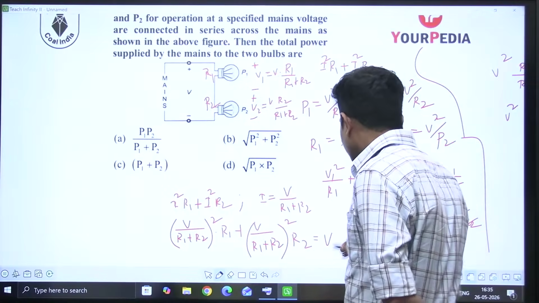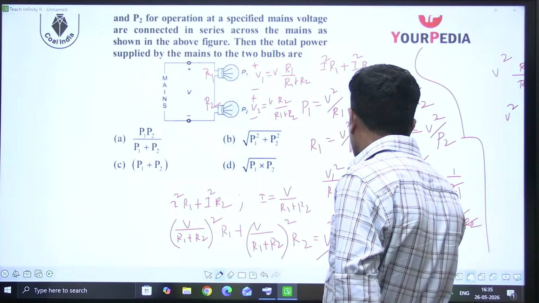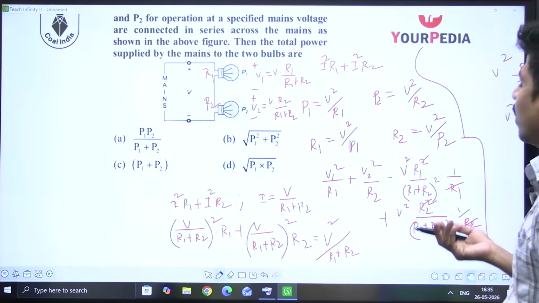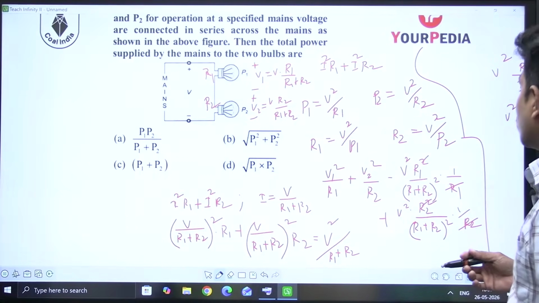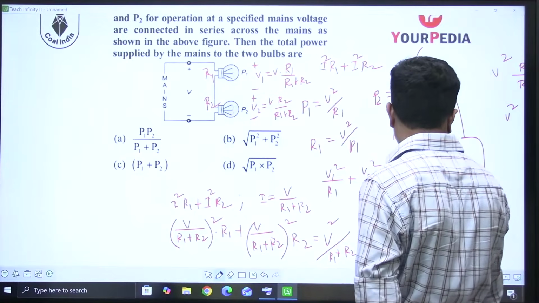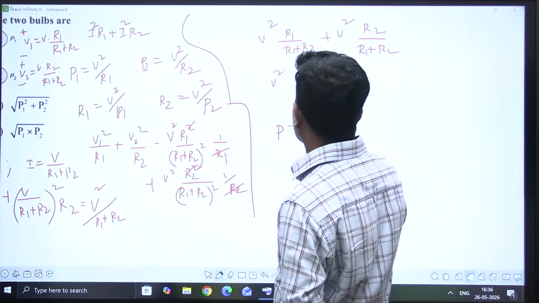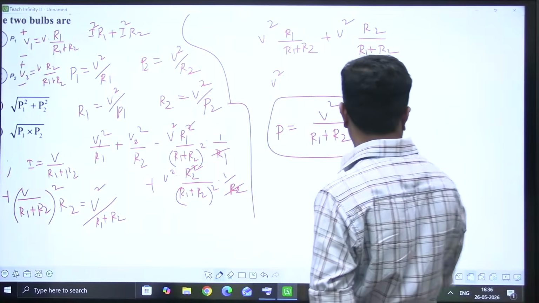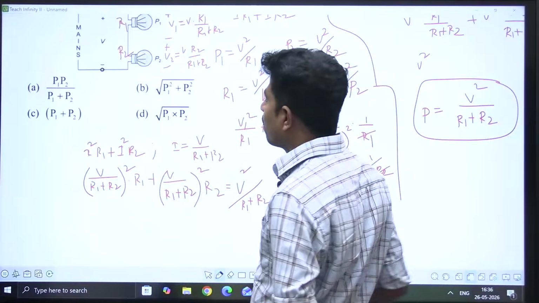So from this one, if I take V square common, what am I going to get? V square by R1 plus R2 whole square times R1 plus R2 by R1 plus R2 whole square. One factor will get cancelled. So this is the total P. Total P is equal to V square by R1 plus R2. From the options you can check which one is correct.